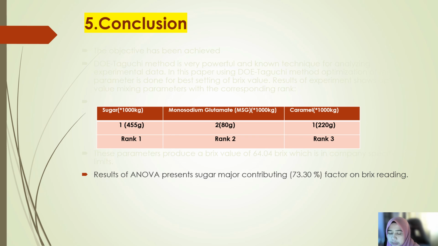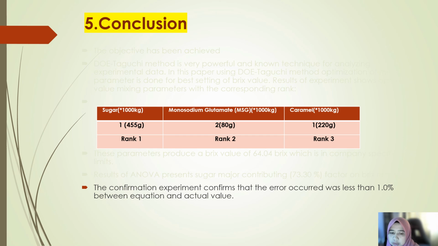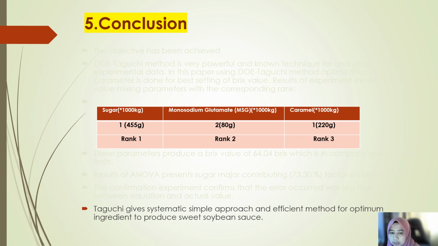ANOVA results show that sugar is the major contributing factor, at 73.30% on brix readings. The confirmation experiment confirmed that the error occurred within less than 1% between the equation and the actual value. And Taguchi gives a systematic, simple approach and an efficient method to optimize the ingredients to produce sweet soybean sauce in this case.